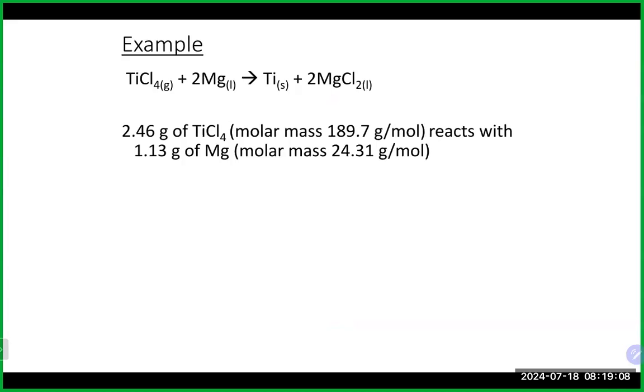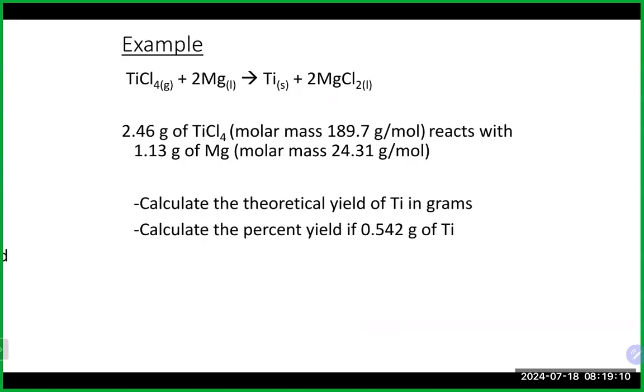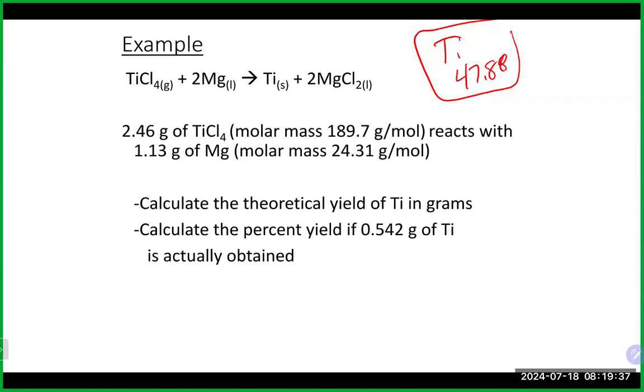All right, so let's take a look at one. Maybe let's try this one here, with slightly different numbers. So we'll use these here. Why not? We'll give it a go. All right, so why don't you give it a go here? We have this equation. We want to calculate the theoretical yield of Ti in grams, and we also want to calculate the percent yield if we produce 0.542 grams of Ti when it's all said and done. And Ti is 47.88. I think the other molar masses are calculated for you, so that's pretty good. All right, so see what you come up with.